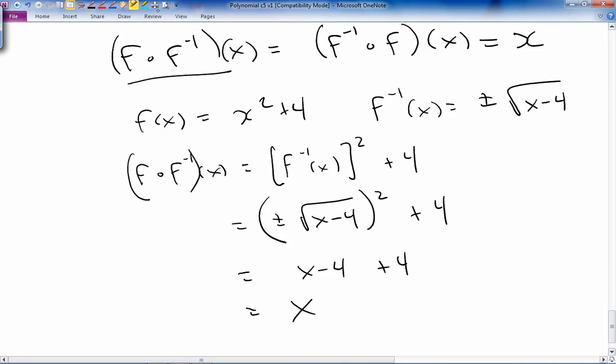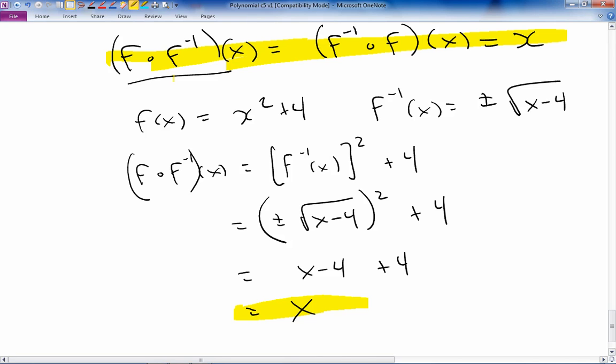So if you are given two functions and you're asked, are these inverses, do a composite of the two functions. If you end up with x, they're inverses. And that is the end of this video.